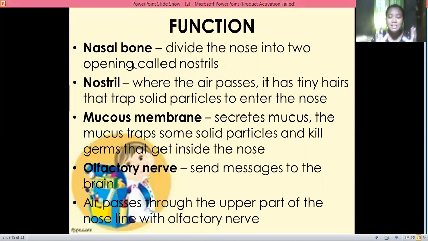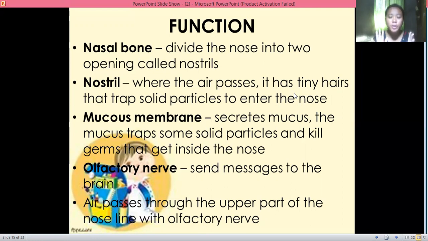And the third one is the mucous membrane. Okay, it secretes mucus, and the work of the mucus is like the tiny hairs. It traps the solid particles, and at the same time, it can kill the germs that get inside our nose. Wow! God is so good na binigyan niya tayo ng talagang mga parts ng nose natin na kailangan natin para tayo maging healthy at malayo sa anumang sakit.